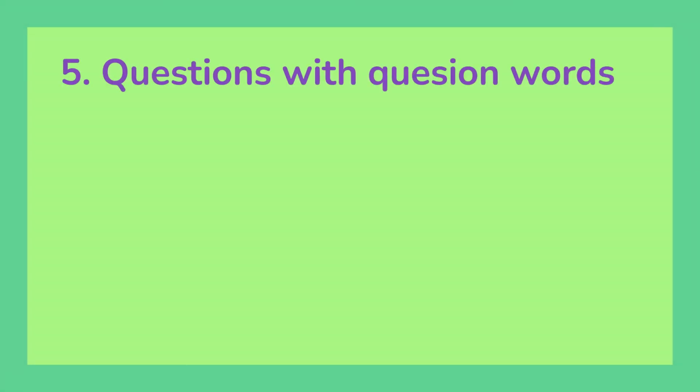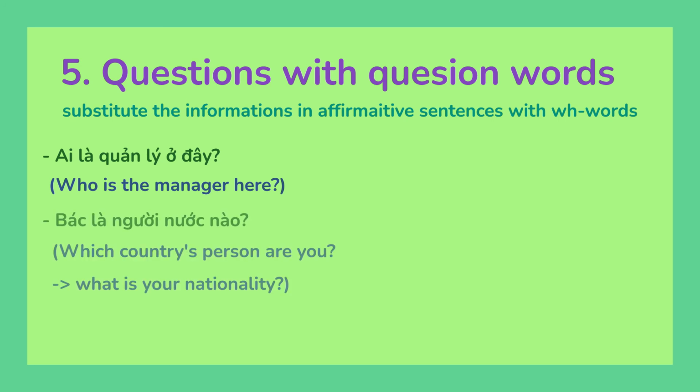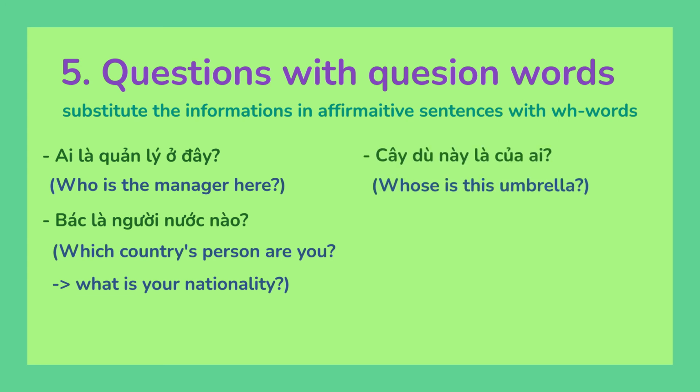Number 5. Questions with question words. To make a question with a question word, you could just substitute the information that you want to ask in the positive sentence with the appropriate question word. For example, ai là quản lý ở đây? Bác là người nước nào? Cây dù này là của ai? Sách này là sách gì?